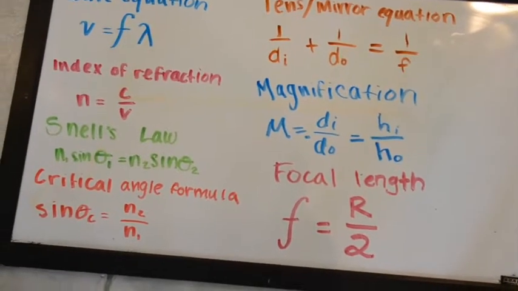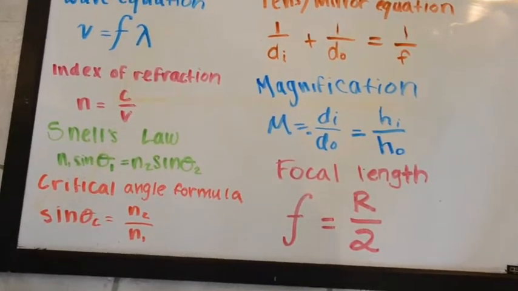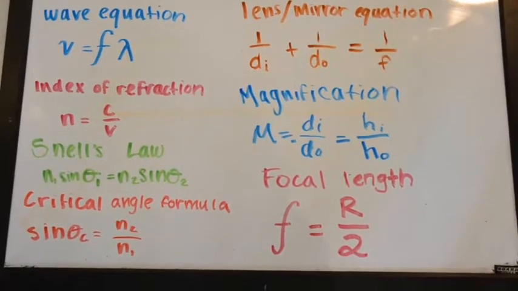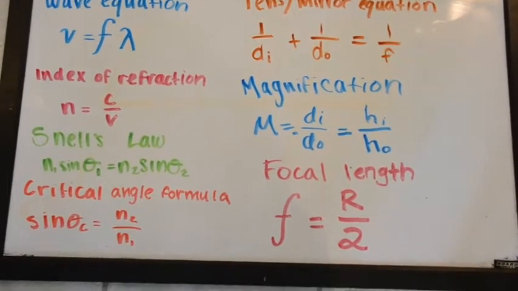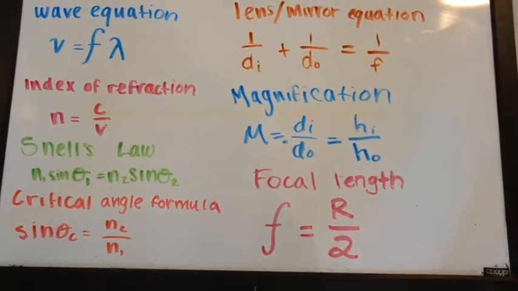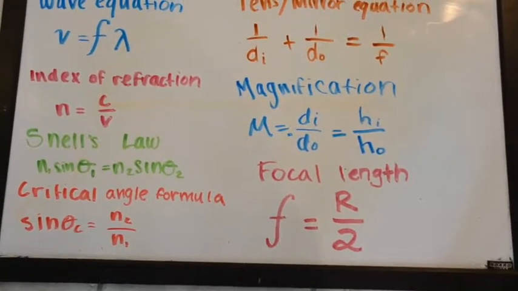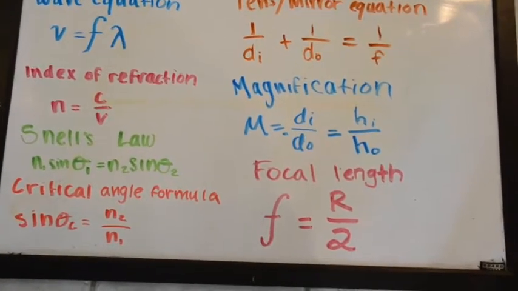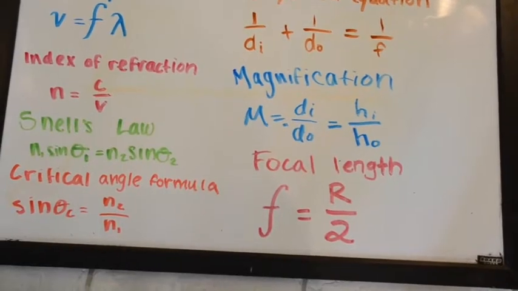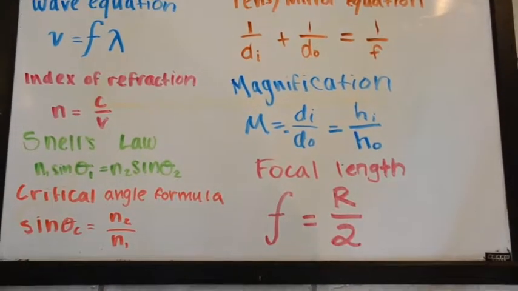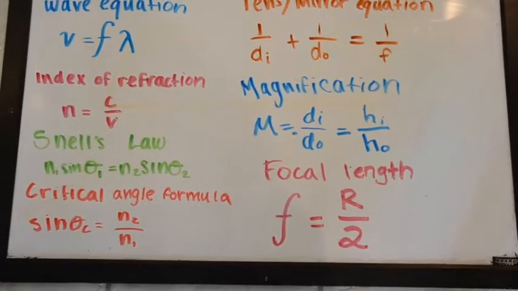Also, there is the lens or mirror equation, which is 1 over di plus 1 over do equals 1 over f. Magnification, m equals di over negative do, which equals hi over ho. And focal length, which is f equals r over 2.